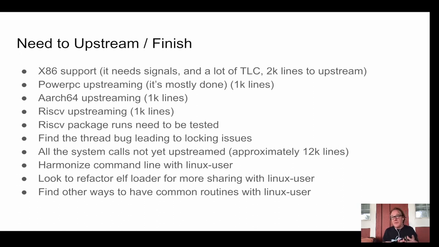I talked about upstreaming some of the system calls a moment ago, but not all of them have been upstreamed. There's about 12,000 lines of code that need to be reviewed and upstreamed and probably refactored a little bit. One of the things that would be useful is if the command line parsing were harmonized between BSD user and Linux user. BSD user has a 4 or 5 or 6-year-old Linux user command line parser that's had a few things pulled in, but is still generally kind of lagging. I'll go with lagging.